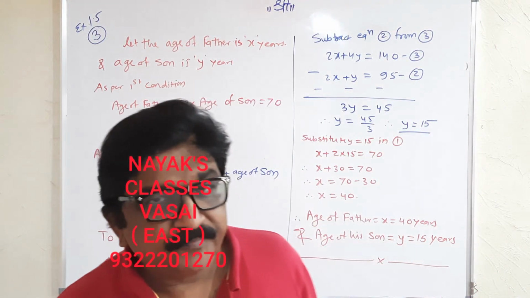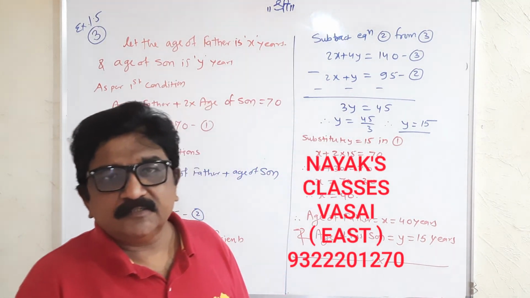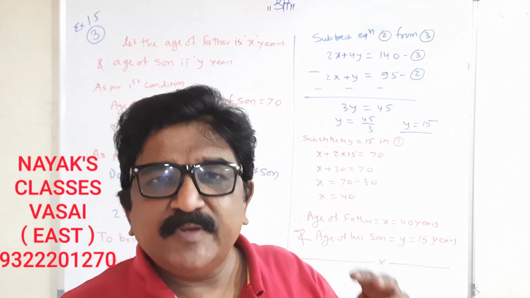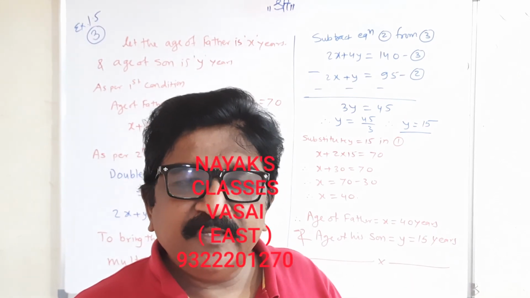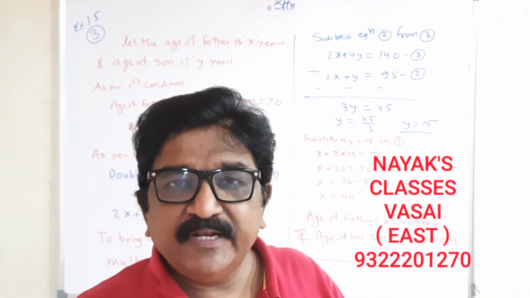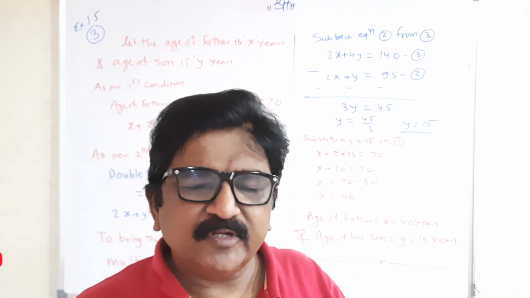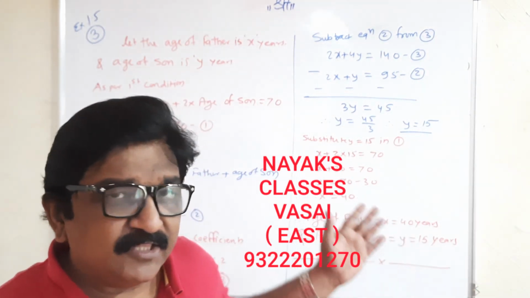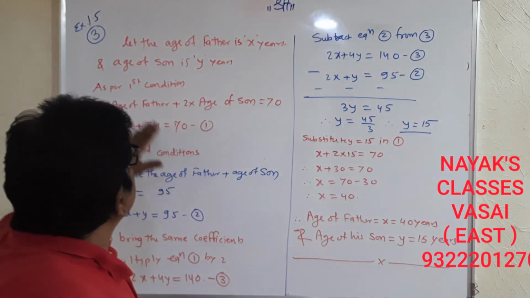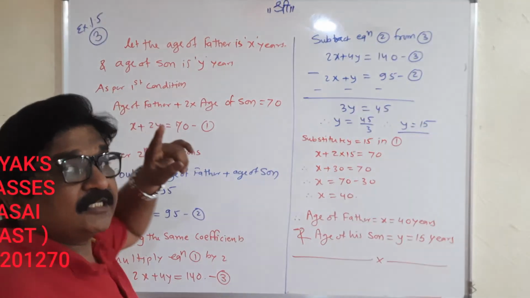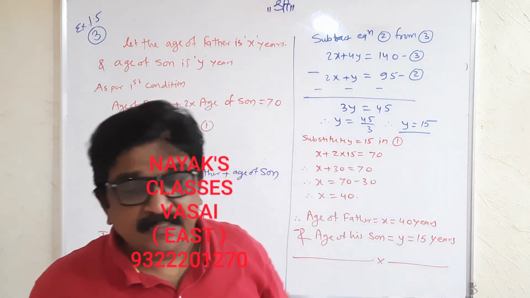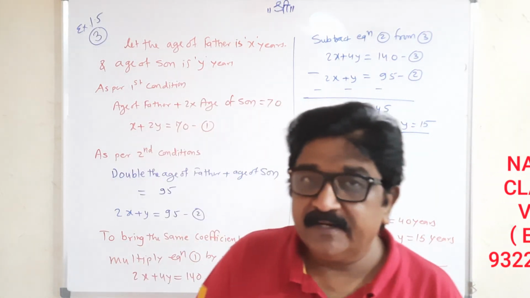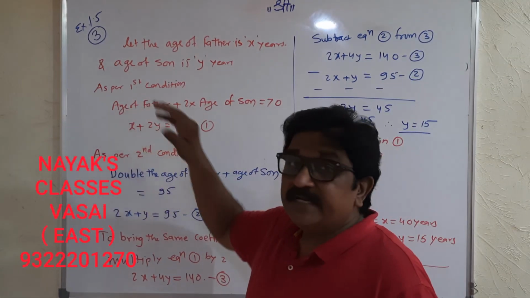As I told you, only the quantities will change. The methods will be the same. The quantities may be numbers, ages, liters, kilometers, whatever it may be, but the method will be the same. In this example, example number 3 of exercise 1.5, there is a father and a son. What have they said?